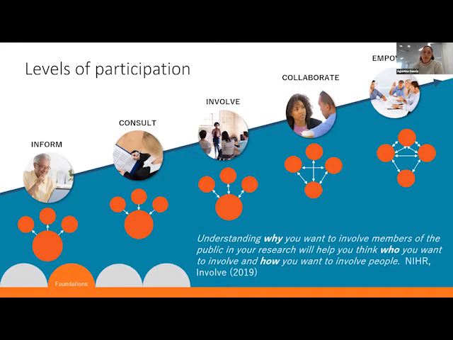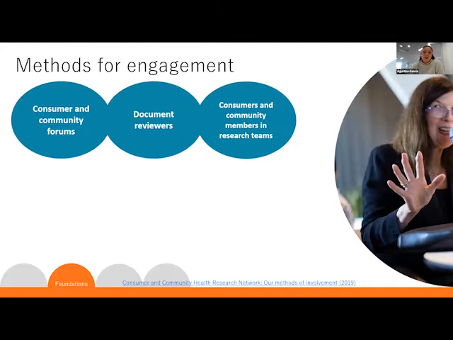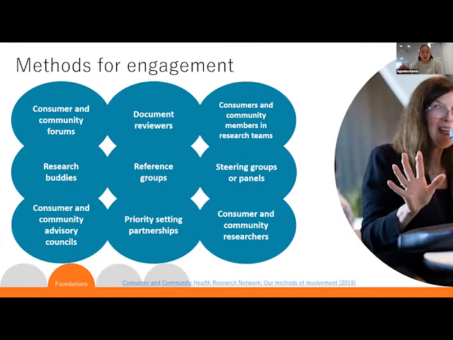So there's different methods or different ways you can engage as researchers with community members. And these are all, I guess, examples of different roles that community members can have in a research project. So you can have research buddies who are community members who will be paired with a researcher throughout the research project, who can bounce off ideas. You can have people who will do document reviews, so looking at consent forms, grant applications, or any patient-facing documentation from a project.